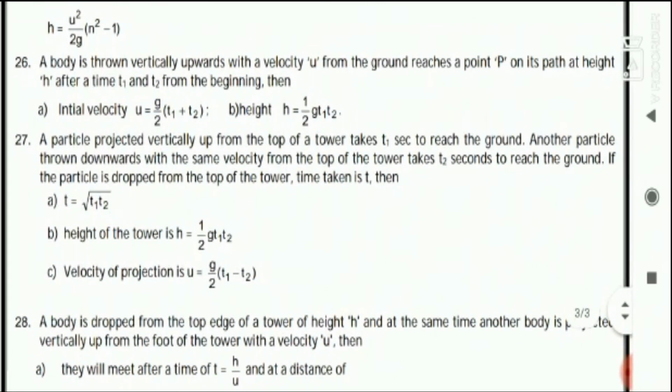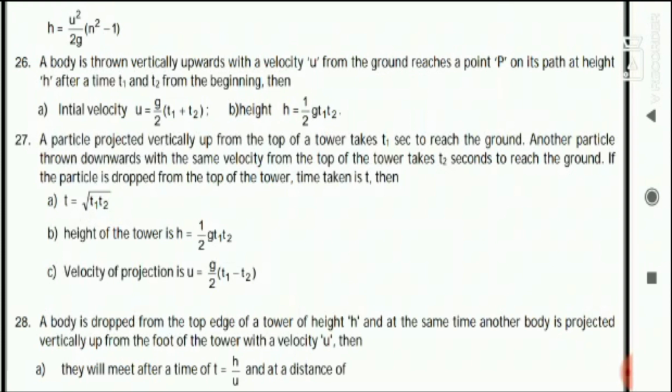Then another formula: a body is thrown vertically upwards with a velocity u from the ground and reaches a point P on its path at height h after times t1 and t2 from the beginning. Then the initial velocity u equals g by 2 into (t1 plus t2). Sometimes he may ask from what height, then you can use the formula h equals half g t1 t2. Very important formula, previously asked question here.